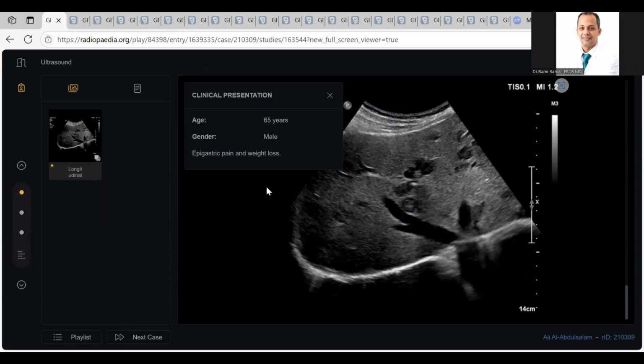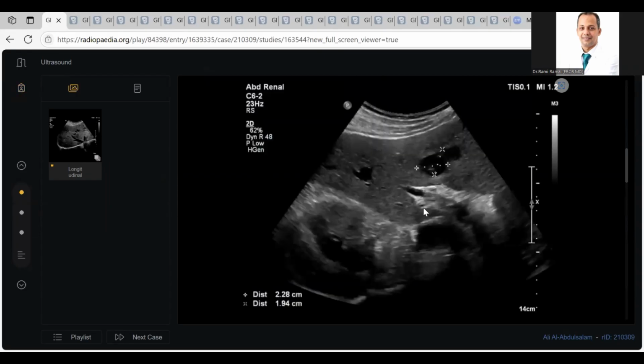65-year-old male, epigastric pain and weight loss. So this is a case. Can I scroll for you, or can you? Sir, I have requested. Yes, 65-year-old male patient with epigastric pain and weight loss. Go on.